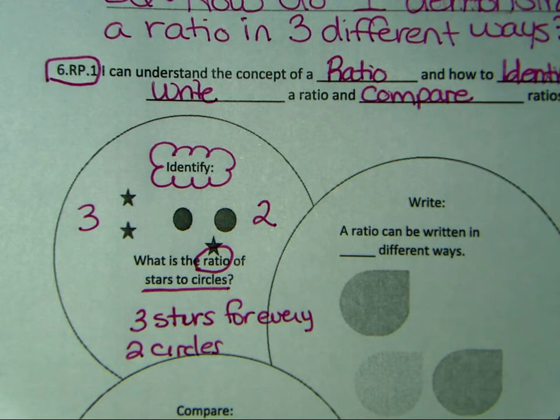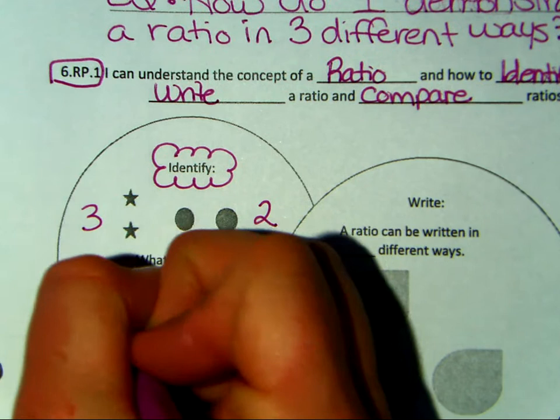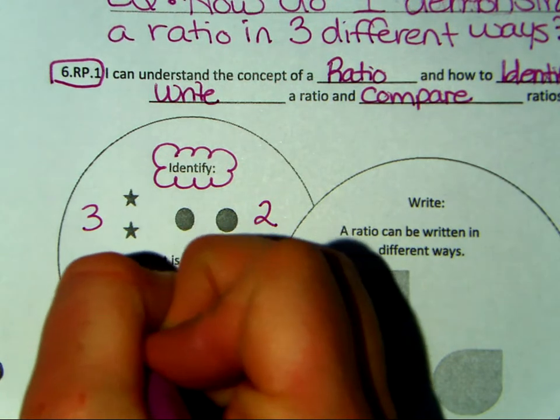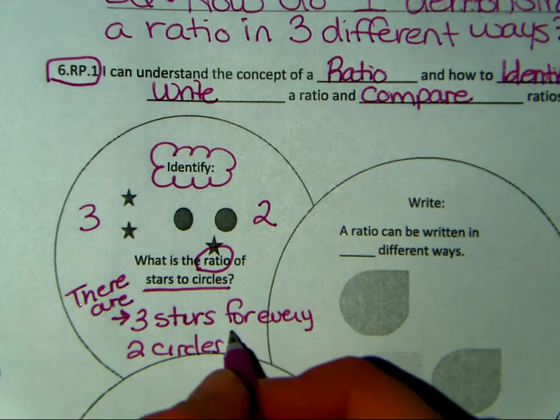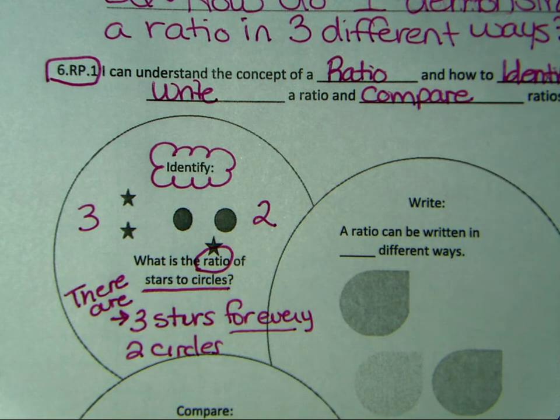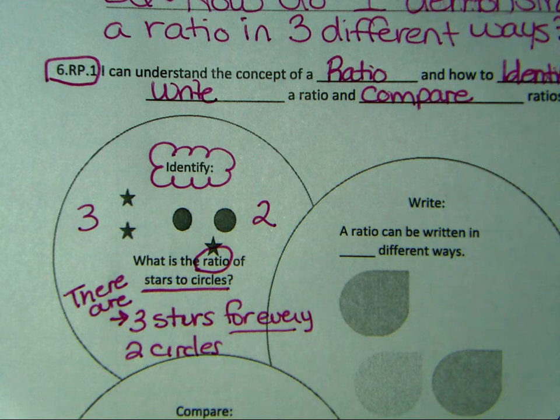There are 3 stars for every 2 circles. And I'm actually going to write this in there. There are 3 stars for every 2 circles. So that's your relationship, and that's how you identify a ratio. Now, if it had asked for circles to stars, you could have said there are 2 circles for every 3 stars, but we are doing it the other way.